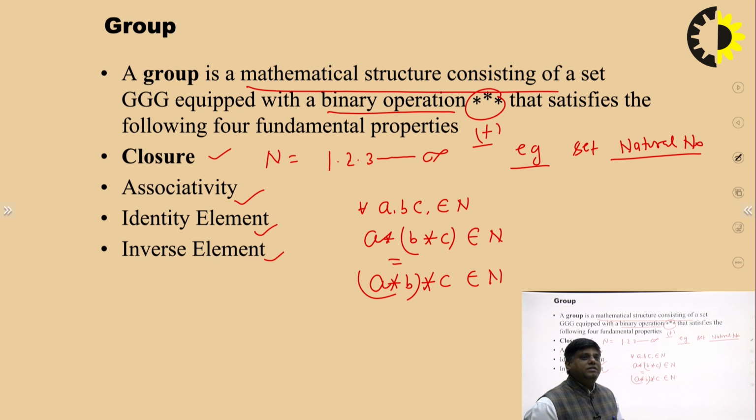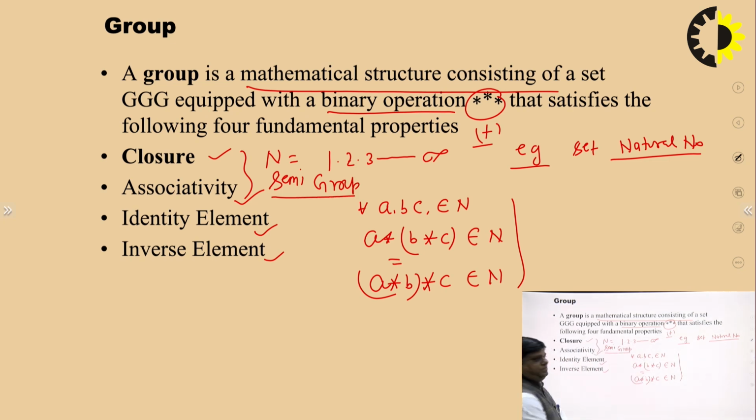If any mathematical structure follows the first two properties, then we can say that that mathematical structure is known as a semigroup. It means the first two properties are a kind of testing of the closure operation.